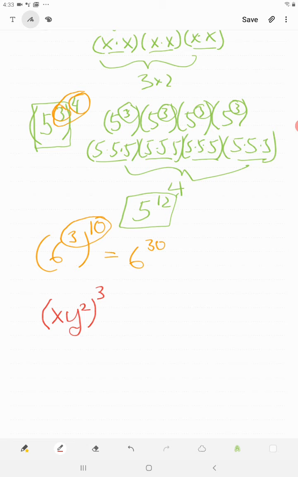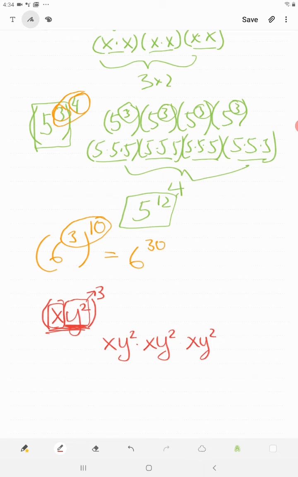Notice there isn't just one thing that it's going to be raised to the 3rd power. There's 2 things. Now, first, let's look at what this looks like in expanded form. So this is (xy²) to the 3rd power, which means it wants it 3 times. So this would be xy² times xy² times xy².